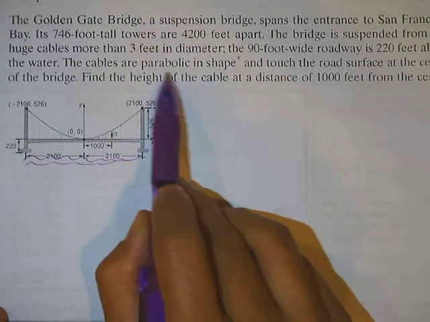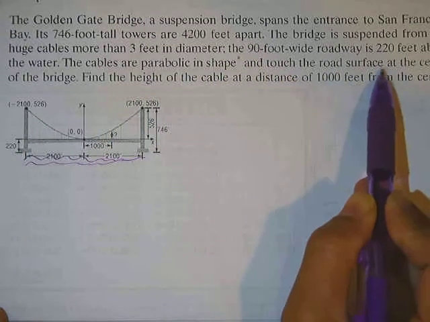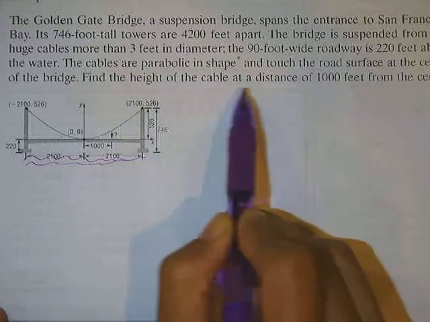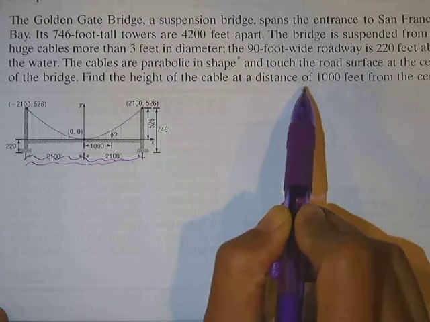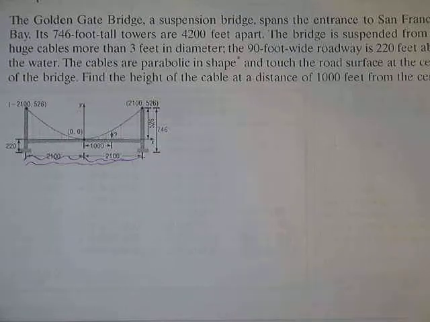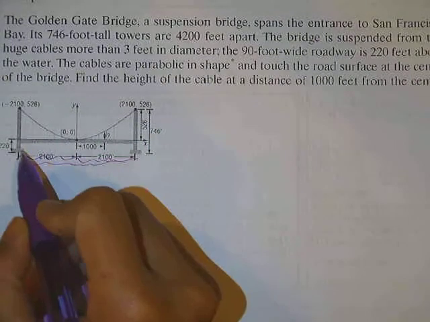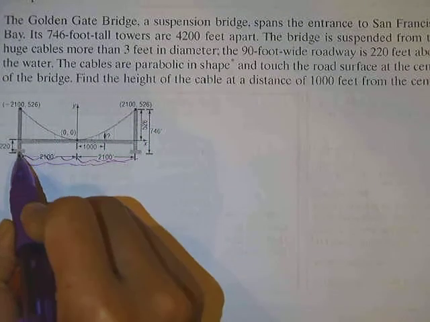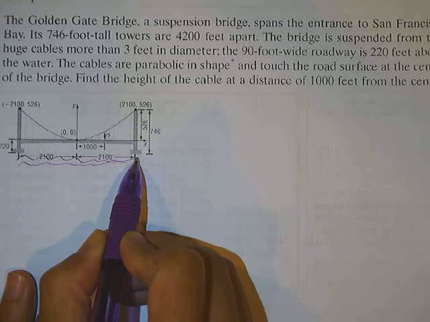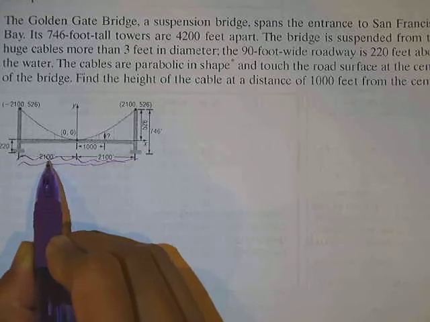The cables are parabolic in shape, which is a parabola, and touch the road surface at the center of the bridge. Find the height of the cable at a distance of 1,000 feet from the center. Okay, so they are giving you a lot of information. The bridge is 220 feet from the water. The distance from one tower to the other is 4,200 feet. Half of that is 2,100 feet.